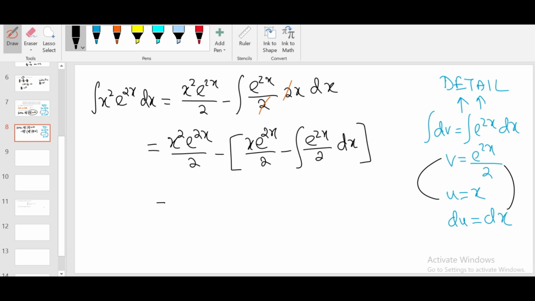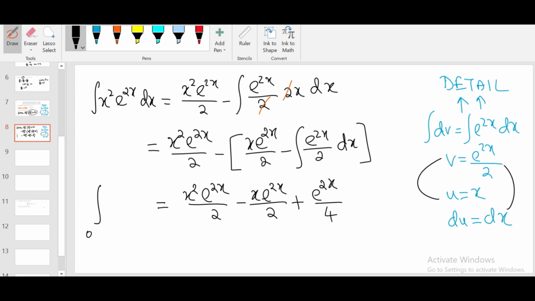Now open the bracket, you will get x square e power 2x by 2 minus x e power 2x by 2 plus, when you integrate e power 2x, you will get e power 2x by 2. You already have divided by 2, so it becomes e power 2x divided by 4. So the integration part is over.